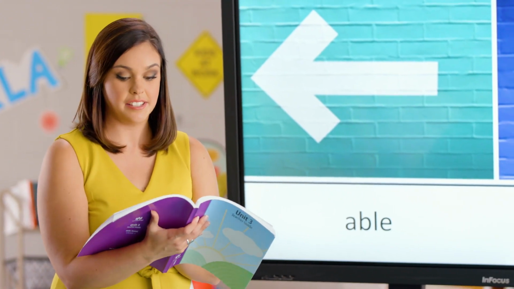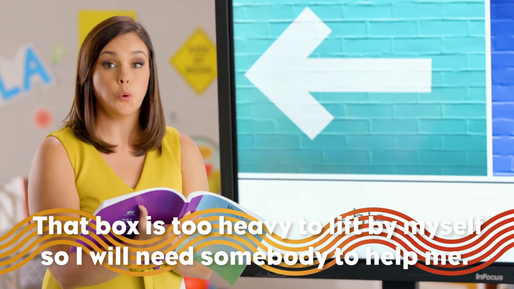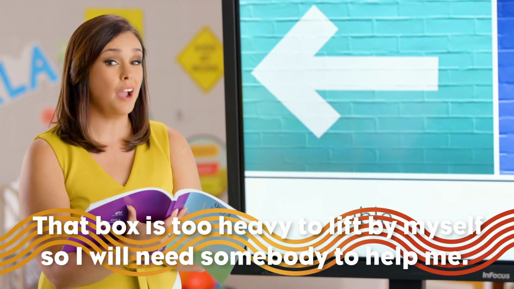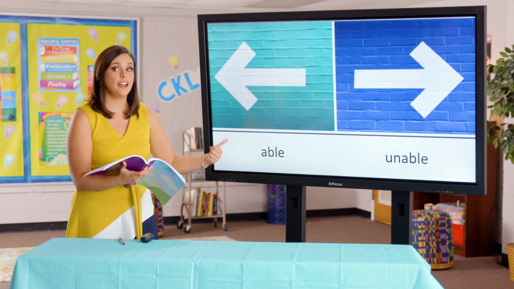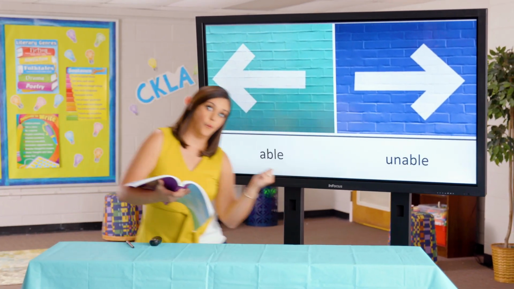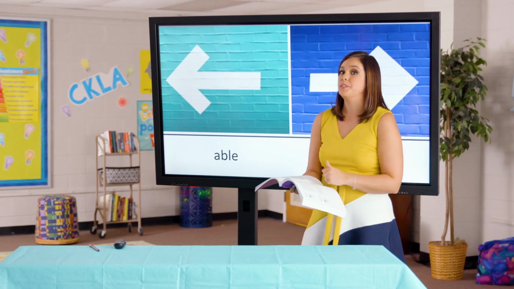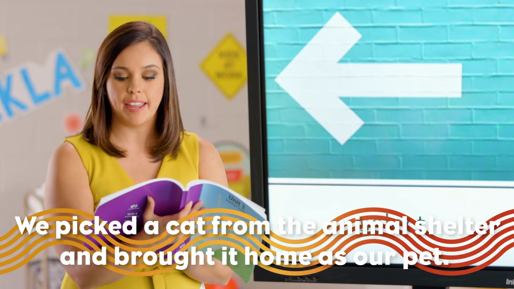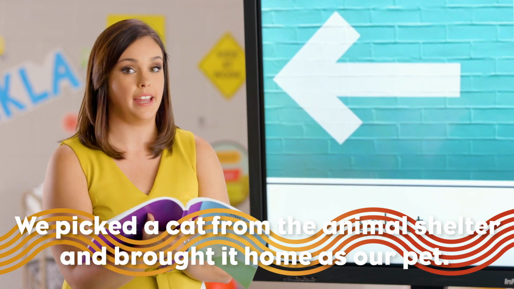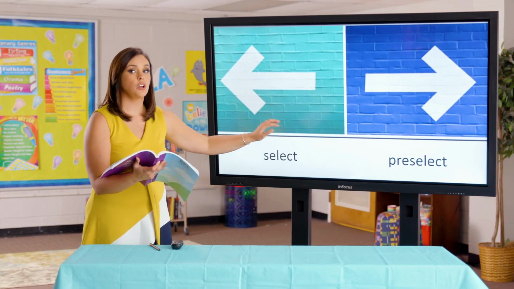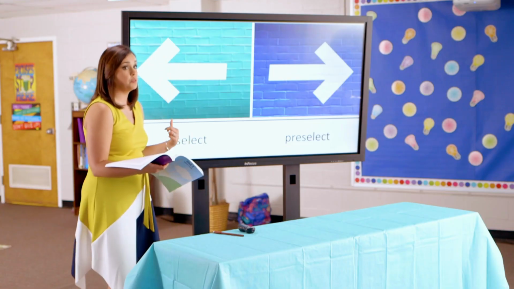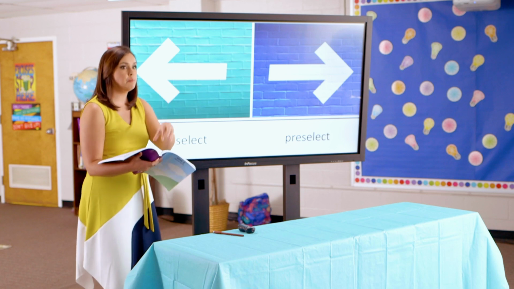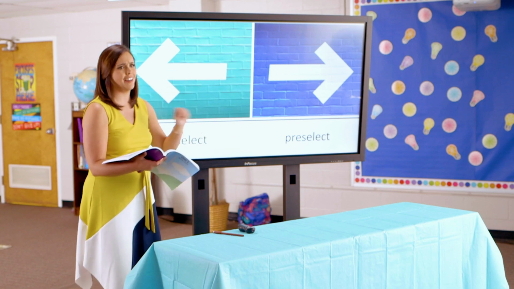The next sentence says, that box is too heavy to lift by myself, so I will need somebody to help me. Is this able or unable? Right, we are unable to lift it because it's too heavy. We picked a cat from the animal shelter and brought it home as our pet. Is this select or pre-select? Right, you should be standing by the word select because they picked it out there, not before they got there.